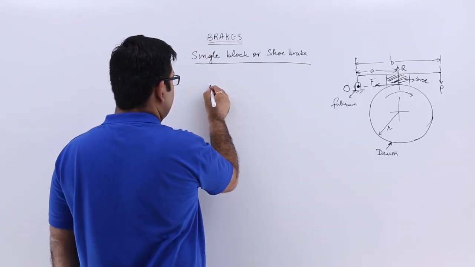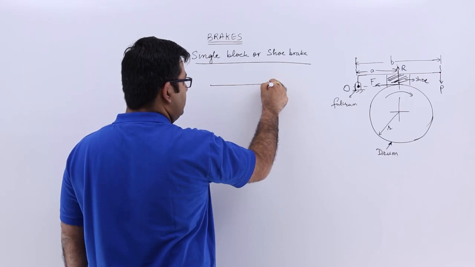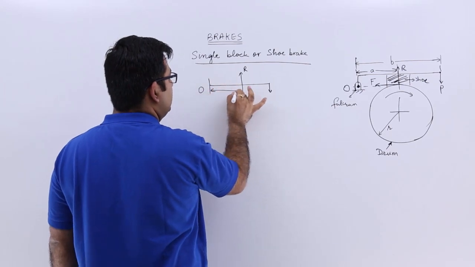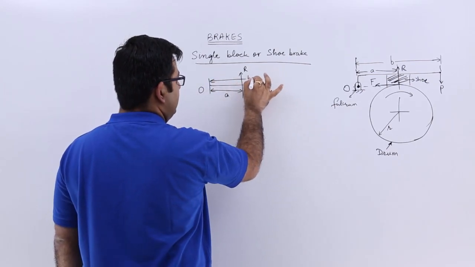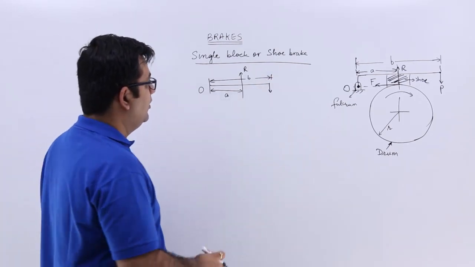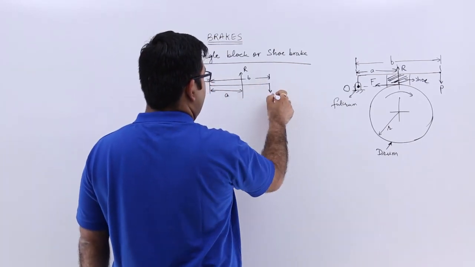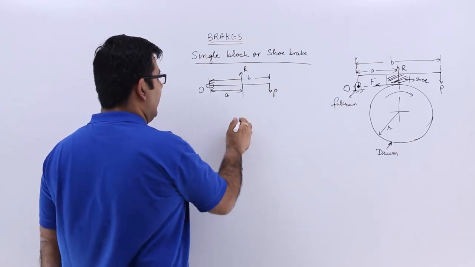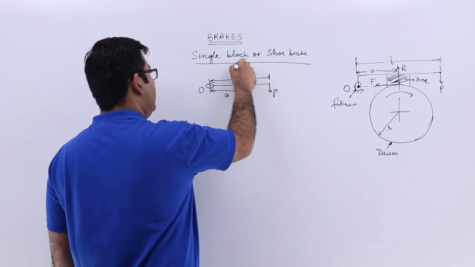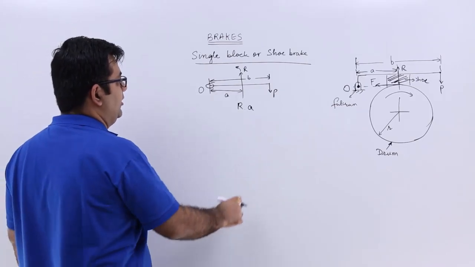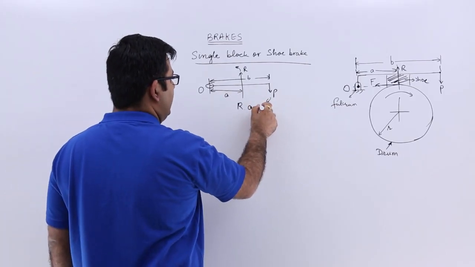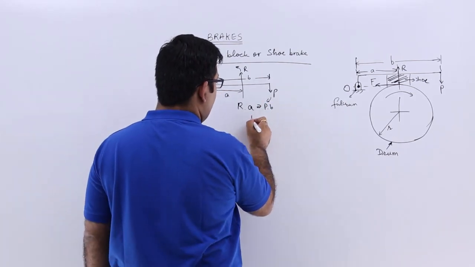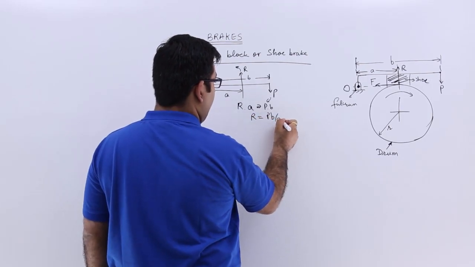So if I look at it, this is how the system looks like. So this is P, this is R, this is O. This is a distance small a, and this distance is small b, and this load is P. If I take moments about point O, you will have R into a going in anti-clockwise direction and P into b going in clockwise direction, is equal to P into P. From this equation I can find out R, which will be P into b upon a.